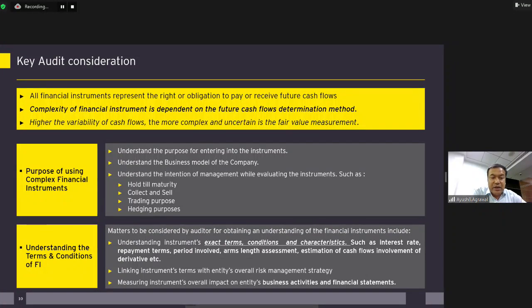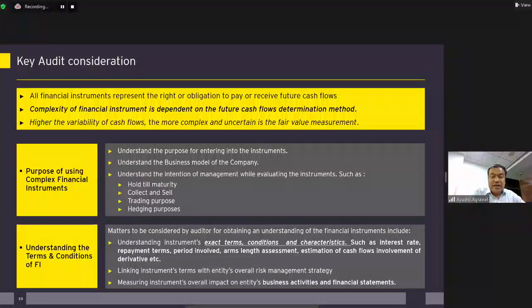Then the third very important audit consideration is understanding the underlying terms and conditions of the financial instrument, and very importantly, understanding the exact terms. What is the period of maturity? What are the exact terms, conditions, and characteristics? The repayment term, the estimation of the cash flows from the respective financial instrument.